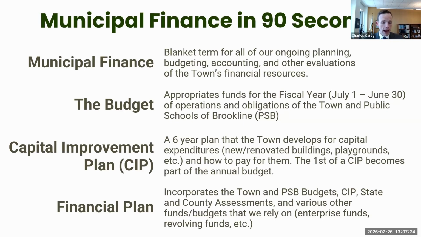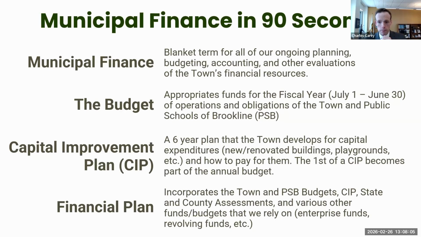A capital improvement plan is a 6-year plan that we develop for capital expenditures. Capital expenditures are things like buildings, playgrounds, big ticket items, and how to pay for them. The first year of any capital improvement plan becomes part of the annual budget. So when we present the FY27 budget, we present a 6-year plan, but the first year is what we'll be talking about implementing in the subsequent fiscal year.